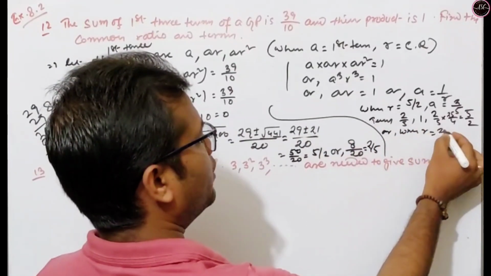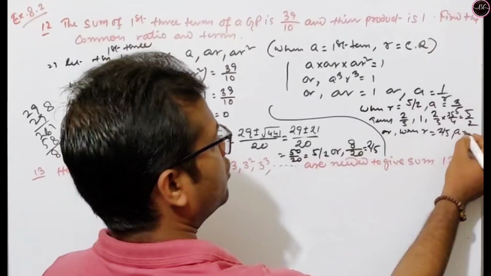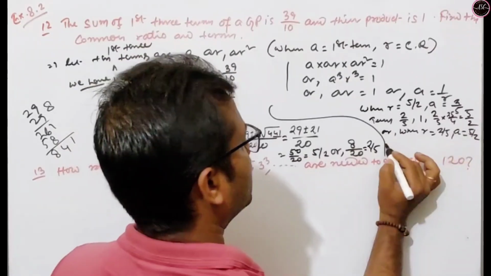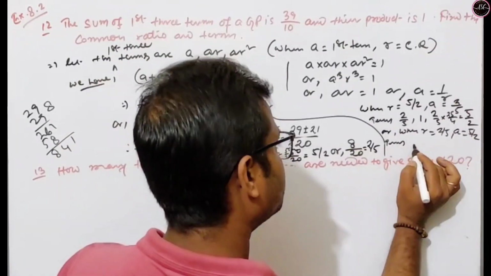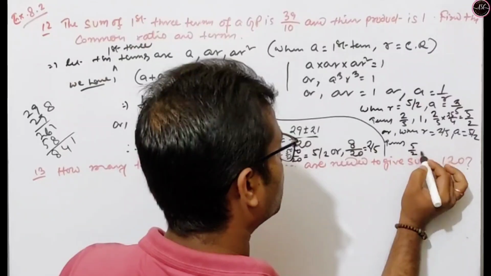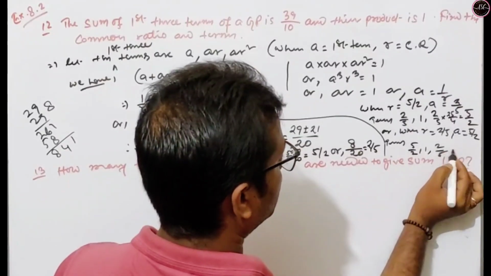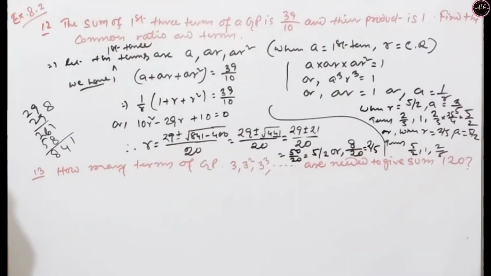Or when R equal to 2 by 5, A equal to 5 by 2. So the terms will be 5 by 2, comma 1, comma 2 by 5. Okay, that will be your answer.